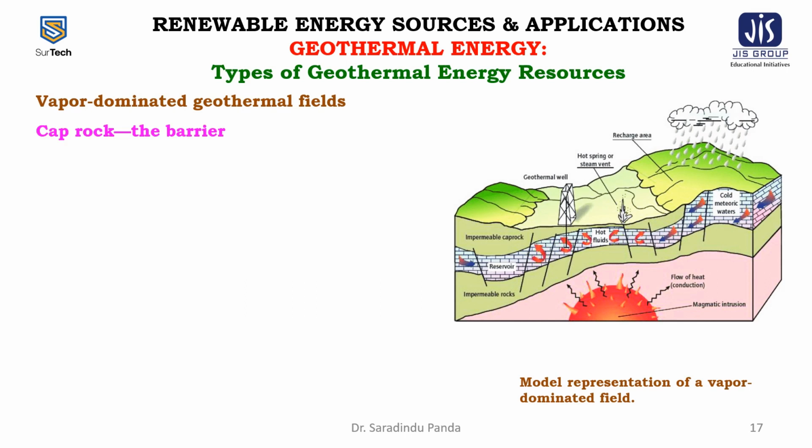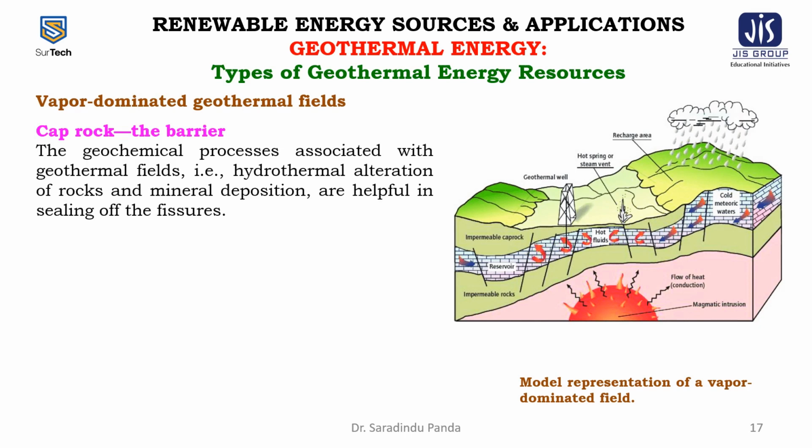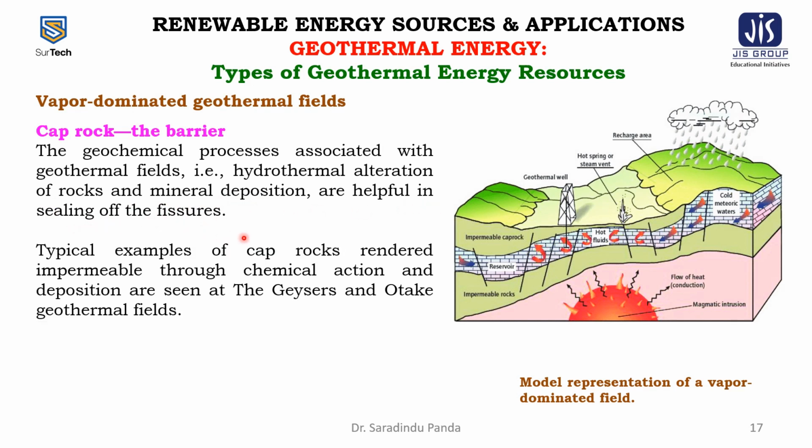Now come to the cap rock, the third element of the vapor dominated geothermal fields. The cap rock is formed by the geochemical processes associated with the geothermal fields, such that the hydrothermal alteration of rocks and mineral deposition are helpful in sealing of the fissures. Typical examples of cap rocks rendered impermeable through chemical reaction and deposition are seen at the Geysers and the Wairakei geothermal fields.